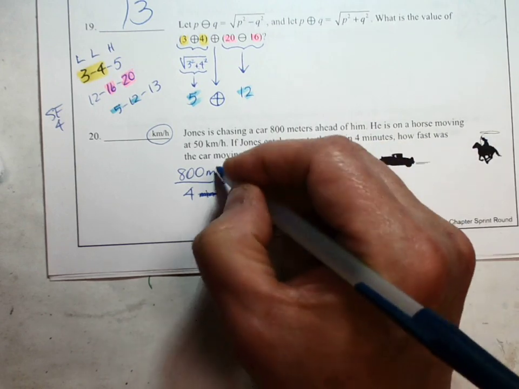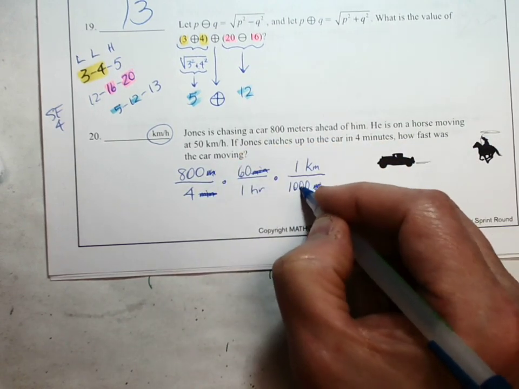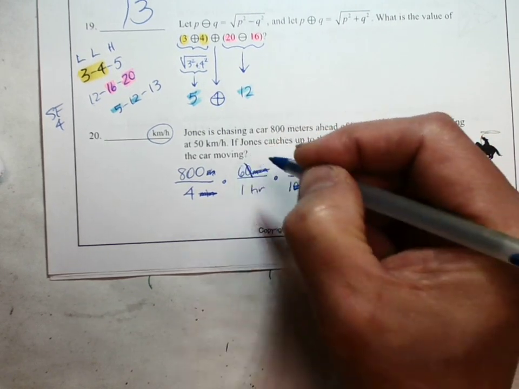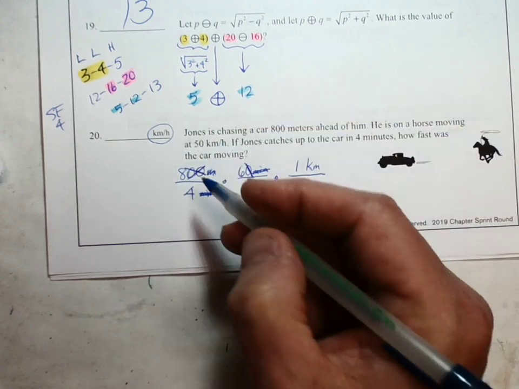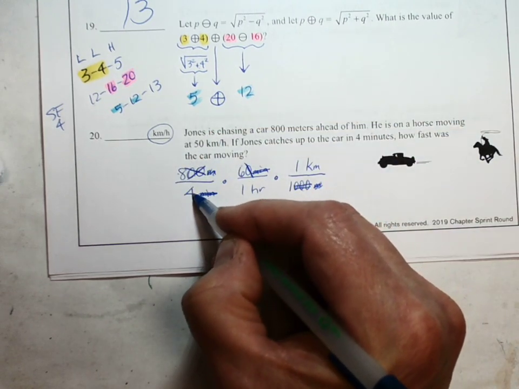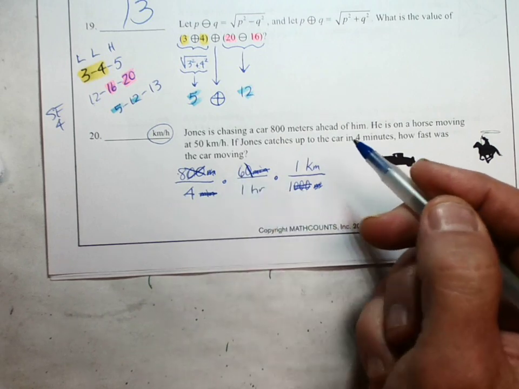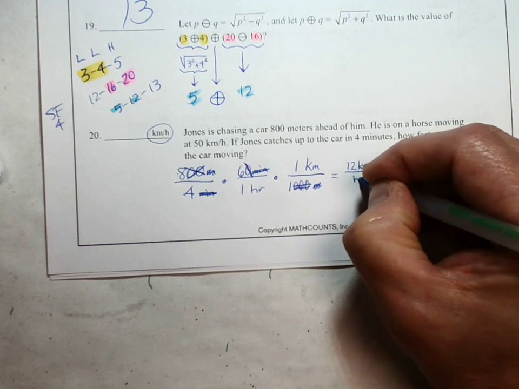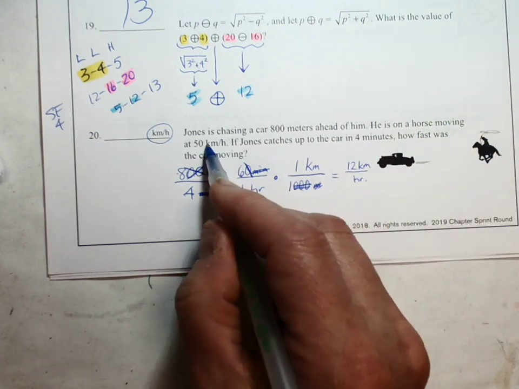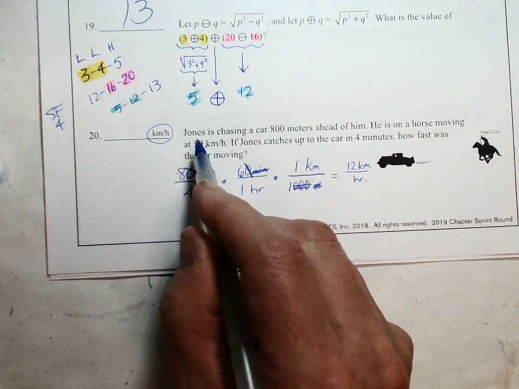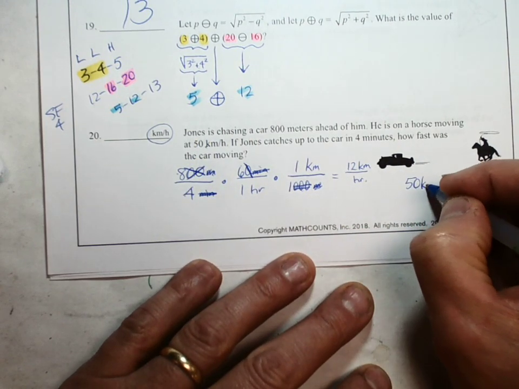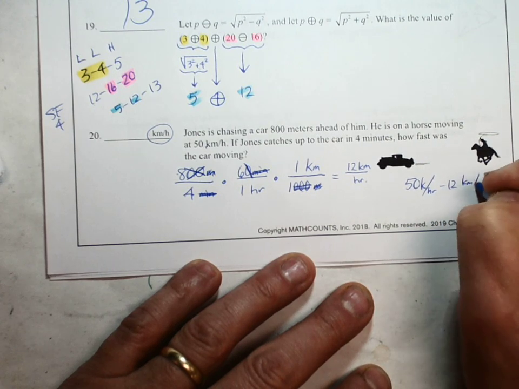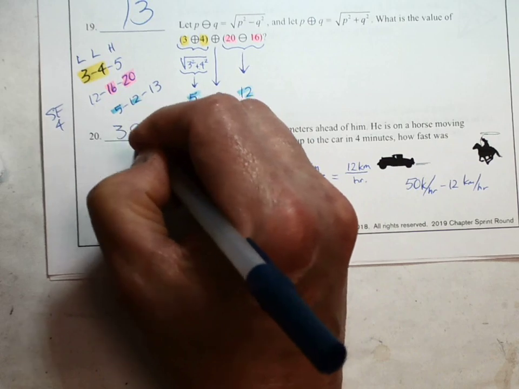So the meters will go away, and I got 3 factors of 10 right here, so these 3 zeros will cancel this one and these 2 right here. And I know that 8 over 4 is 2, and 2 times 6 is 12, but that's not my answer. 12 kilometers per hour. What I need to do now is take the difference between that. And so 50 kilometers per hour minus 12 kilometers per hour is going to give me my answer of 38.